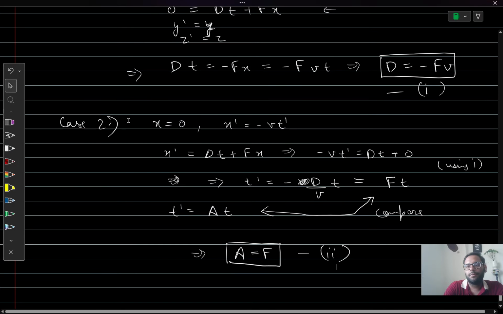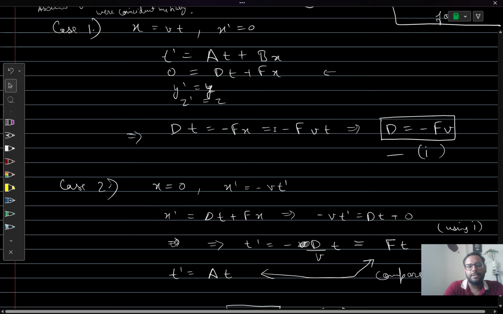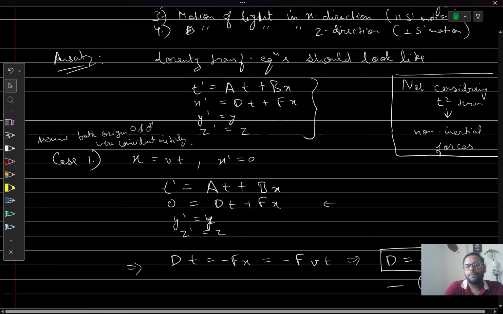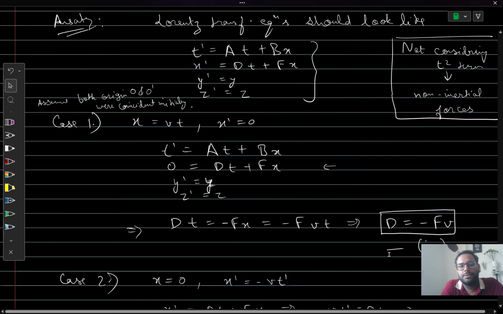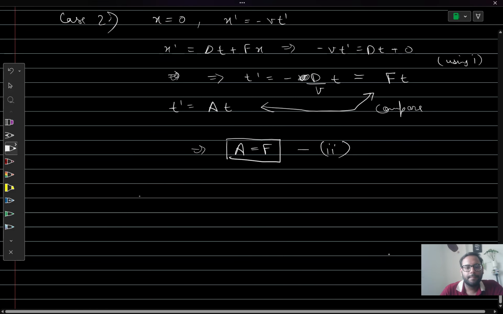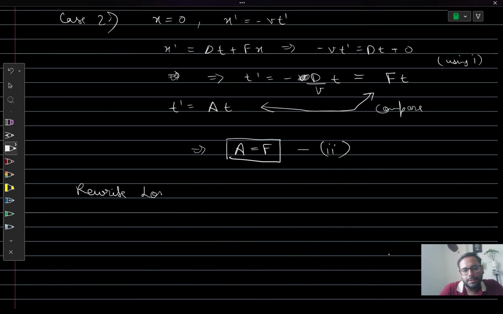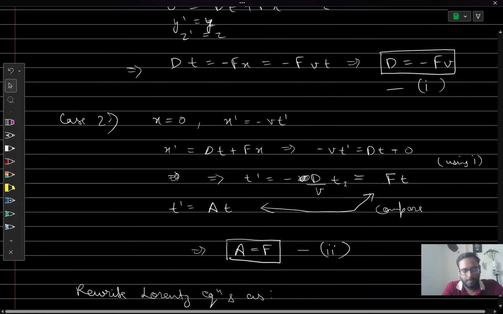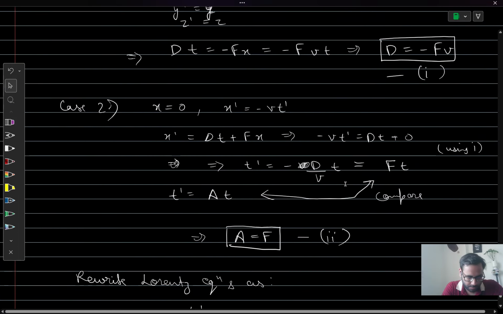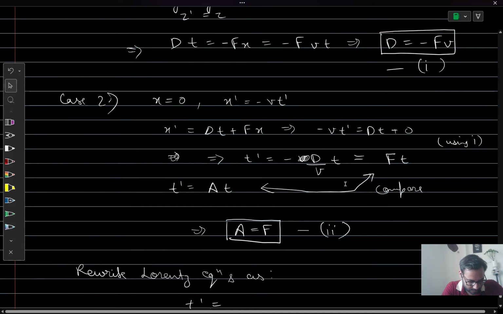Now from these constraint equations we have reduced some coefficients. Now rewrite these equations, what we have by using these constraint equations. We can rewrite the Lorentz equations as, what will be the t prime now? No, there is something else, I guess.